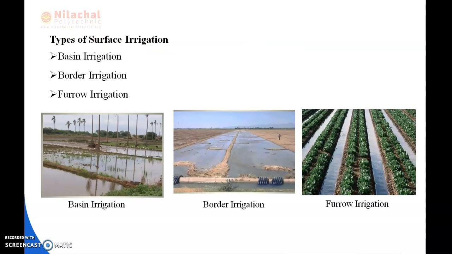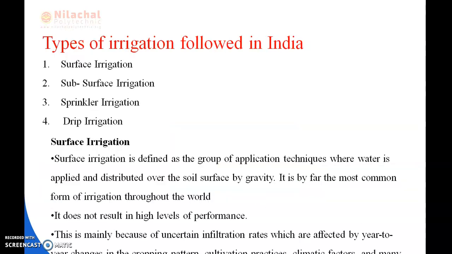Okay. As all of us know, surface irrigation is mainly followed in India and it is the most common form of irrigation throughout the world. It is defined as a group of application techniques where water is applied and distributed over the soil surface by gravity.